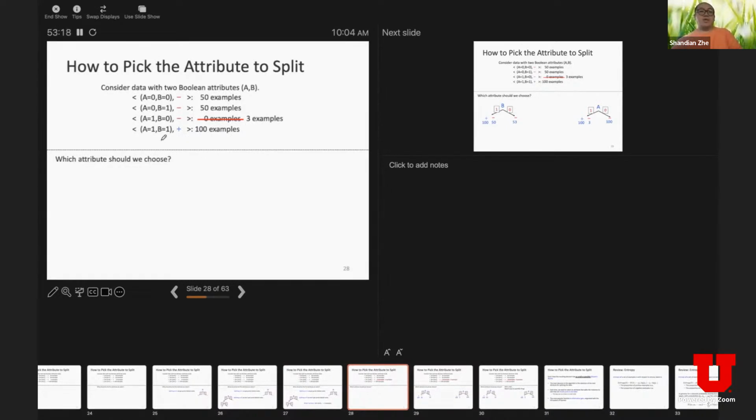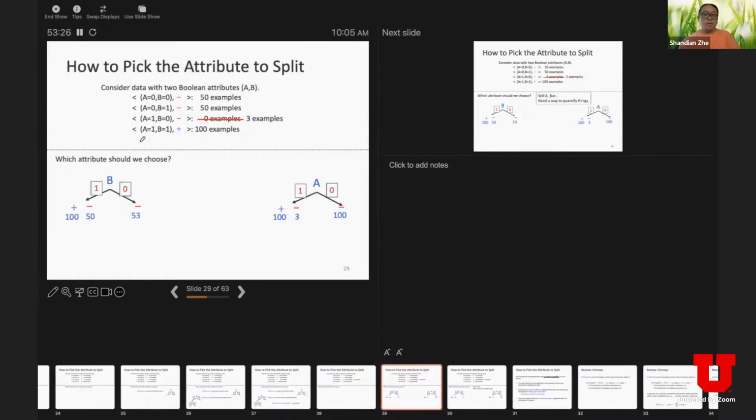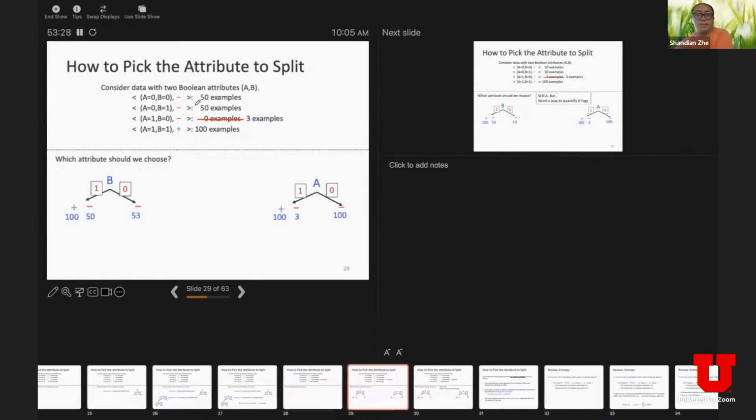In this case, let us try to compare attribute A and attribute B. If we use A to split the data set, when A equals 1, we get this one. So now we have 103 examples, and they are not uniquely labeled anymore, because 100 are positive and 3 are negative. And when A equals 0, this subset still corresponds to a uniquely labeled subset.